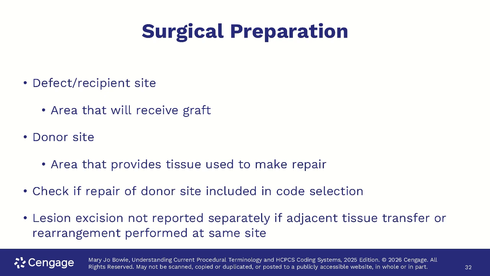as some type of surgical preparation. And there is a note in the manual about surgical preparation. And they identify some terms you'll need to be familiar with: the recipient site, the defect, and then the donor site. So the defect, the recipient site, they're receiving something, right? That's the area that's going to receive the graft. The donor site is where it comes from. So you'll want to check if repair of the donor site is included in the code selection.